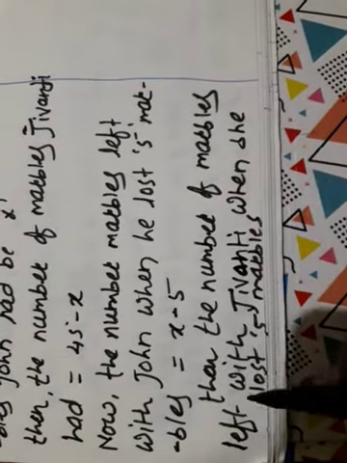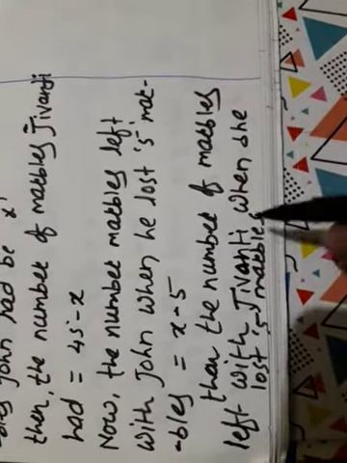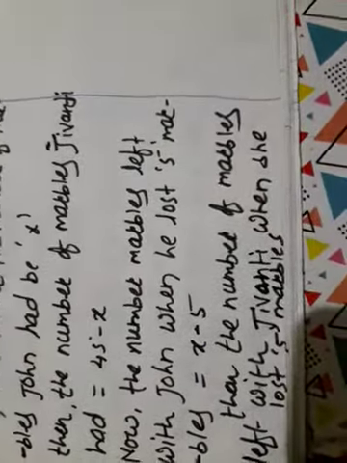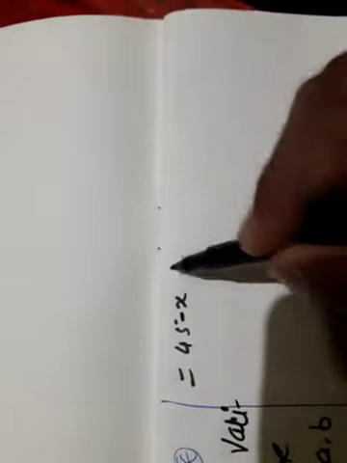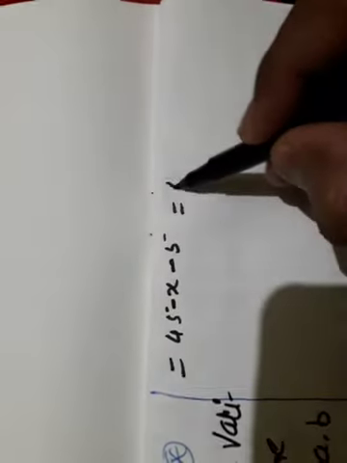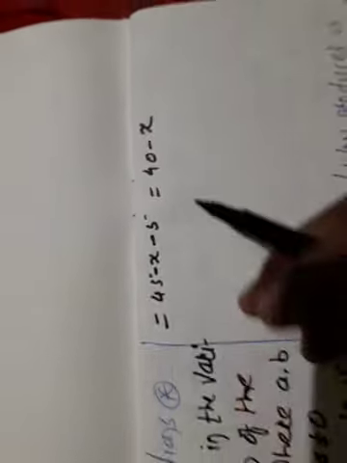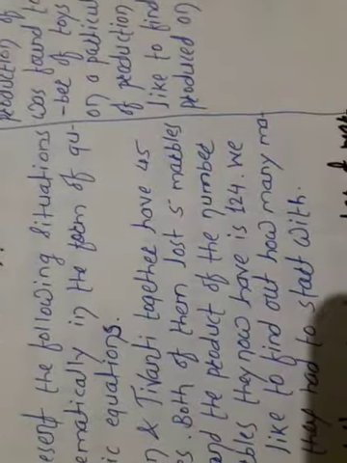The number of marbles left with Jivanti when she lost 5 marbles, how many will remain? Now she has 45 minus x marbles. We subtract 5 from that, which is equal to 45 minus x minus 5. Then 45 minus 5 is equal to 40 minus x. Now Jivanti has 40 minus x marbles. Now we will use the next condition which is given here. What is that next condition? Look here.